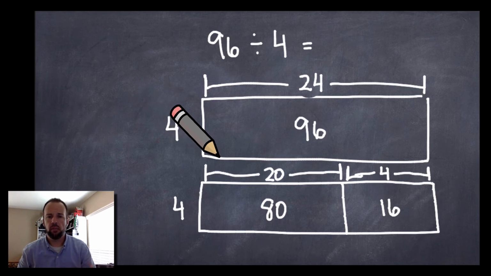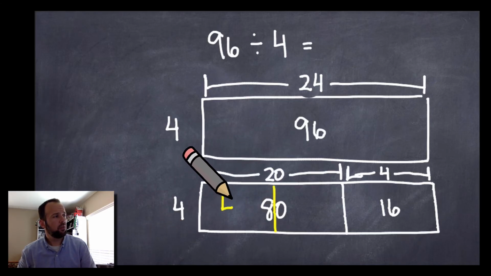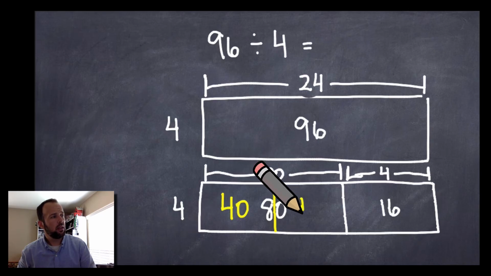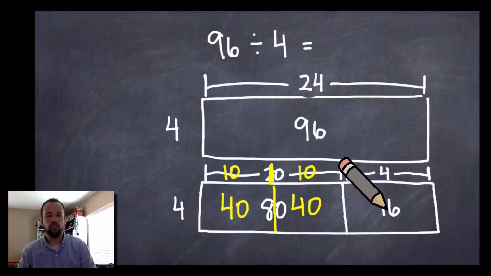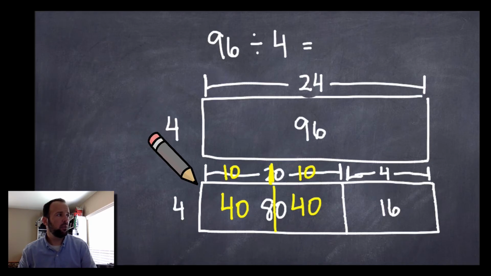Again, you could use that number bond to break things down. You could even go smaller if you wanted to, and split this into 40 and 40 and 16, so then each one of these would have been 10 and a 4, okay? There are different ways you could break it up, but you want to think of numbers that make sense and are easy to divide by in order to find your answer.